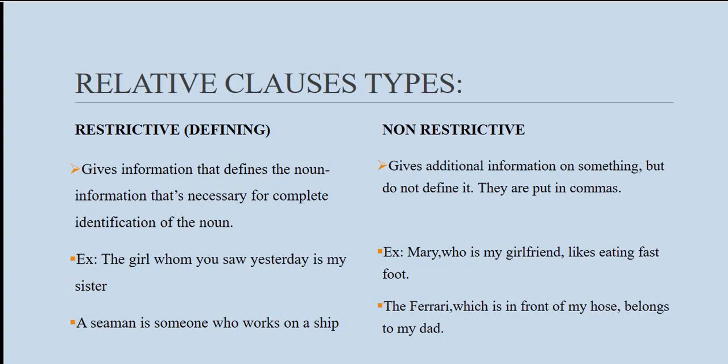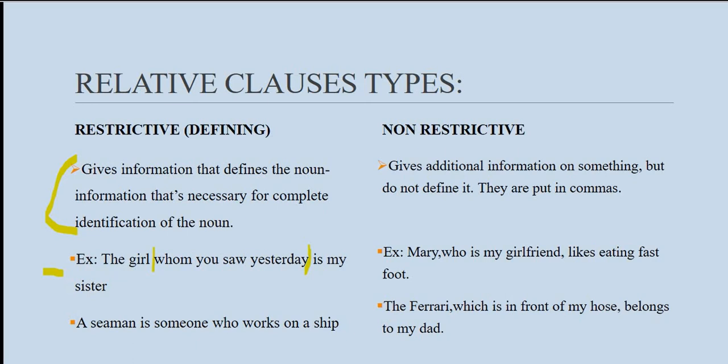So relative clauses are categorized into two groups: restrictive, defining, and non-restrictive or non-defining relative clauses. So defining relative clauses give information that defines the noun, information that is necessary for complete identification of a noun. For example, if you delete a defining relative clause in a sentence, your sentence will lack its message. So let's try it in this example. The girl whom you saw yesterday is my sister. So if I delete this part, the girl is my sister. So which girl? Any girl.